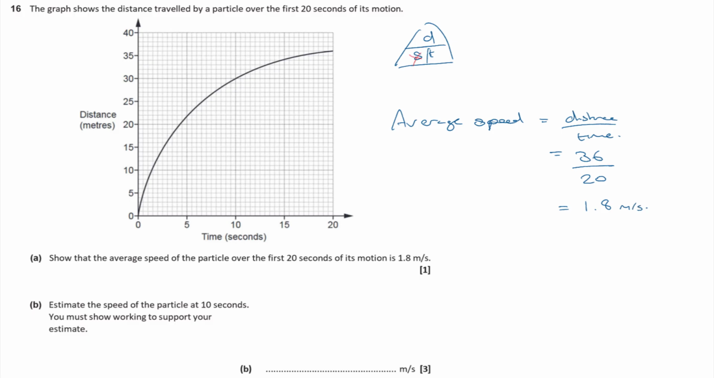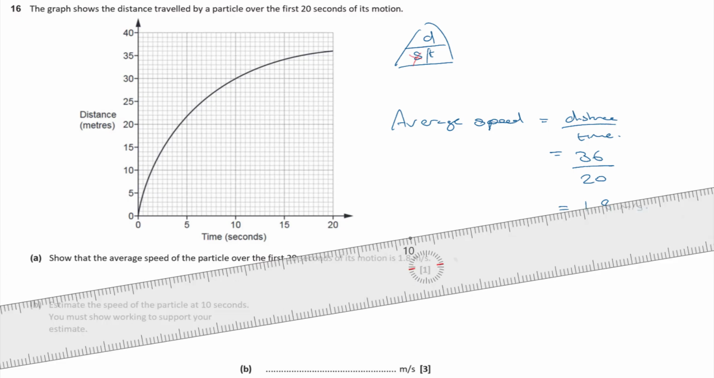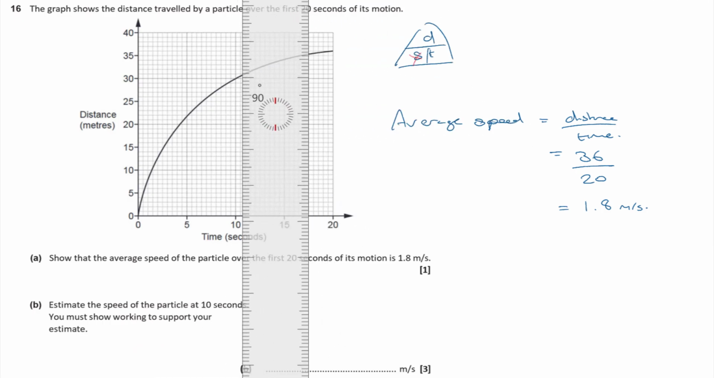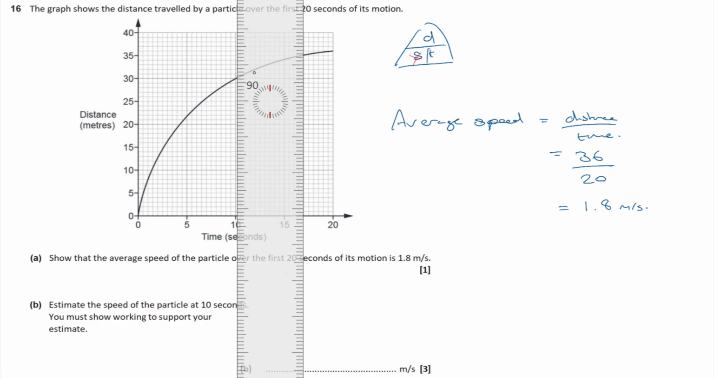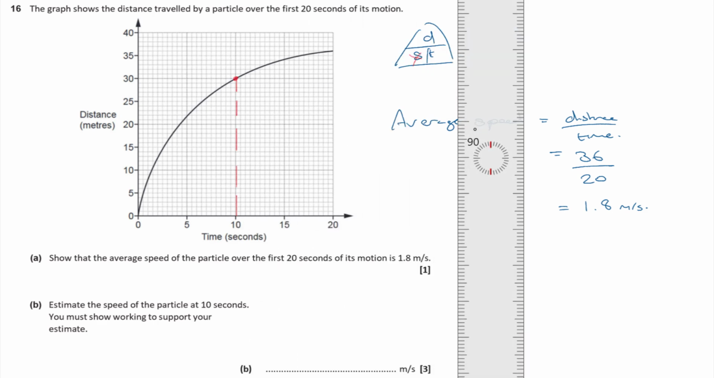Okay, and then the second part says, estimate the speed of the particle at 10 seconds. You must show your work to support your estimate. Okay, so where is 10 seconds? So if you read up to the graph at 10, so just reading up from there, we're talking about this point on the curve here then, isn't it? What is the speed at that point there?